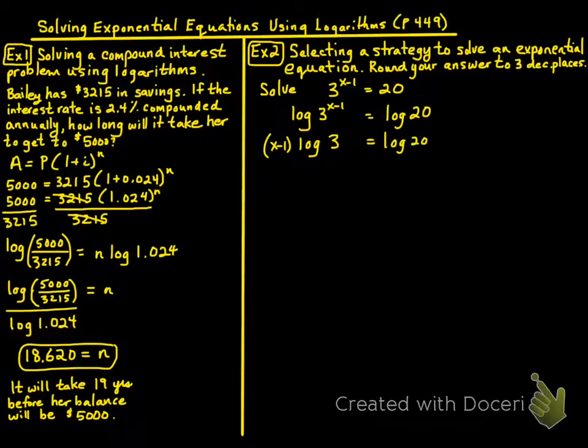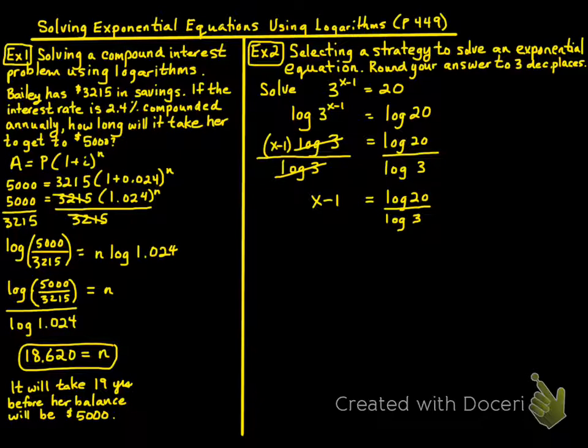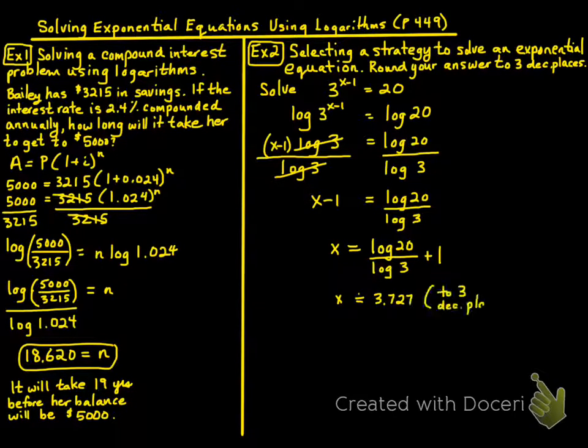At this point, I'm going to divide both sides by the log of 3. That'll give me x minus 1 is equal to log 20 divided by log 3. Now I can just add 1 to both sides to solve for x. Plugging that into my calculator, I'm going to get a value of about 3.727 rounded to 3 decimal places.